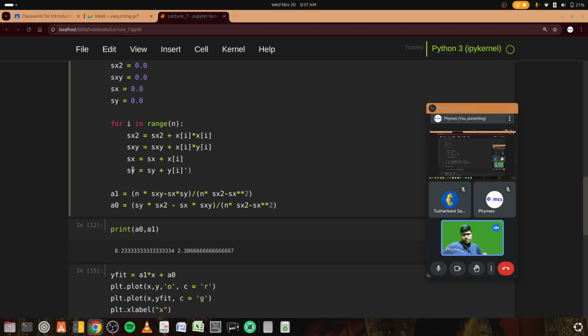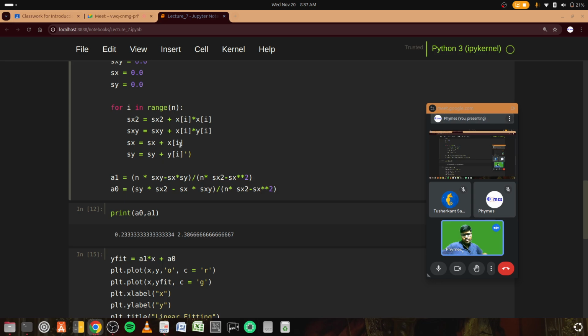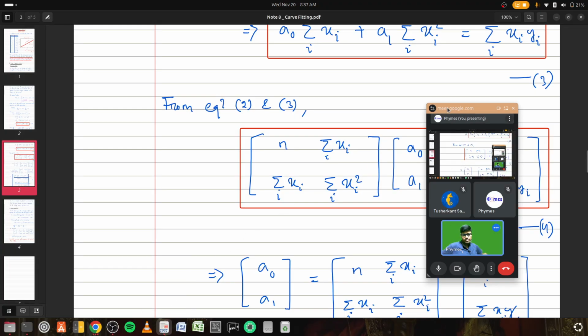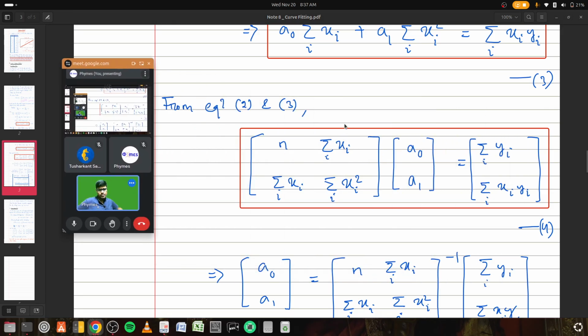And what is this sx value? It is just the summation of xi, and what is this sy value? It is the summation of the y values, right? As you need all these quantities. Here it is xi summation and xi square summation, this yi summation in this column vector here, and also this xi yi summation here, right? So that is what we are doing here.